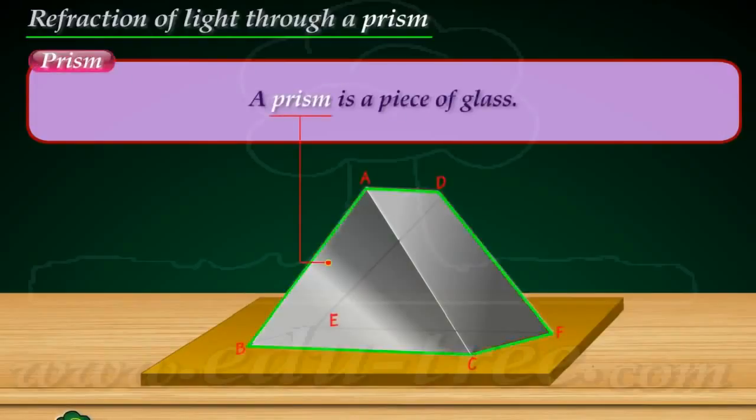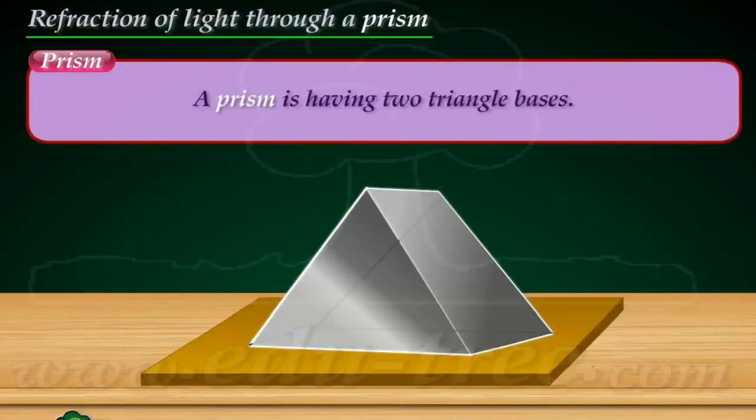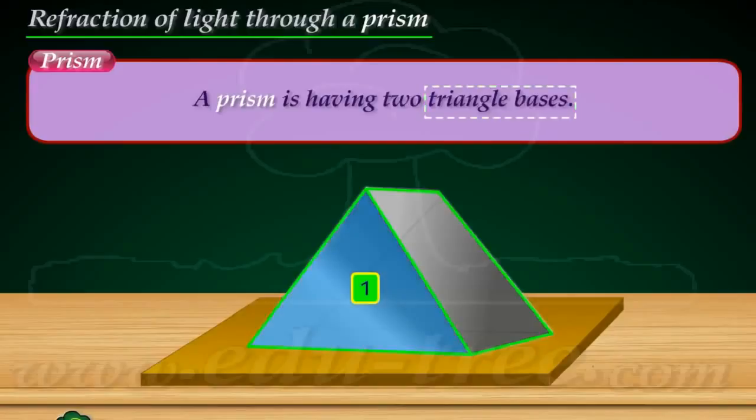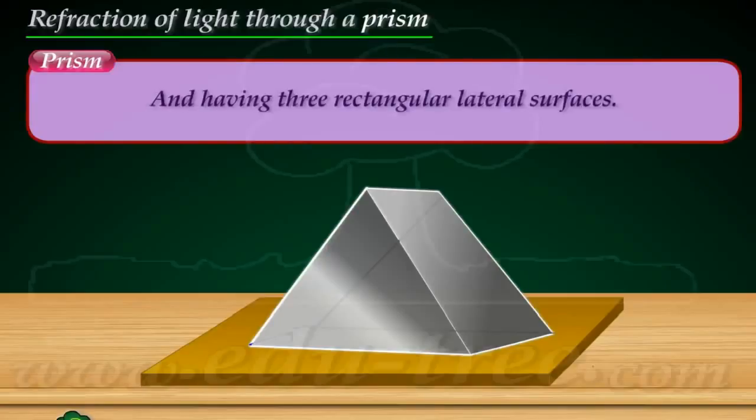A prism is a piece of glass. A prism is having two triangle bases and having three rectangular lateral surfaces.